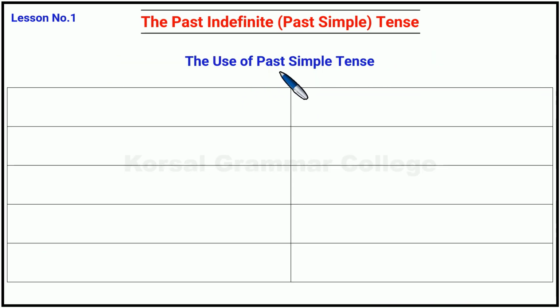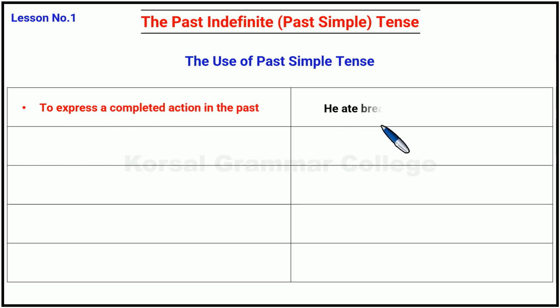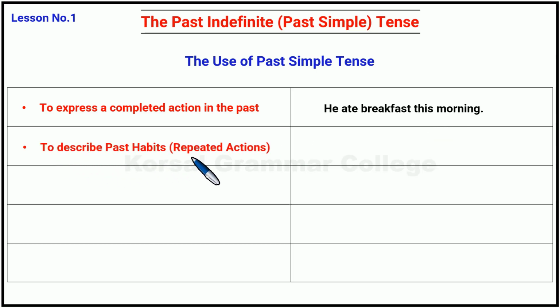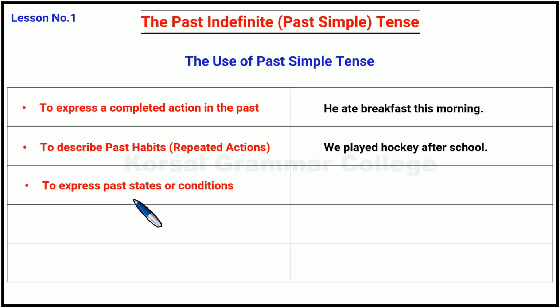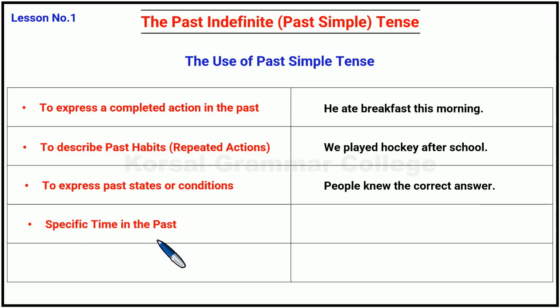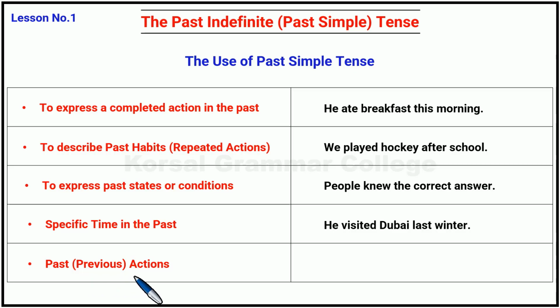The use of past simple tense. We use this tense to express a completed action in the past. For example, he ate breakfast this morning. We use this tense to describe past habits and repeated actions. For example, we played hockey after school. We use this tense to express past states or conditions. For example, people knew the correct answer. We use this tense for specific time in the past. For example, he visited Dubai last winter. We use this tense for past or previous actions. For example, they started a business last year.